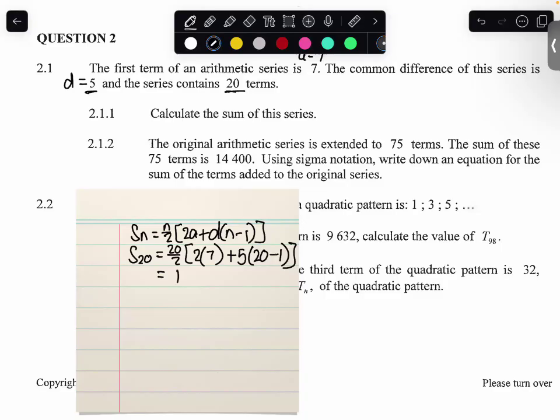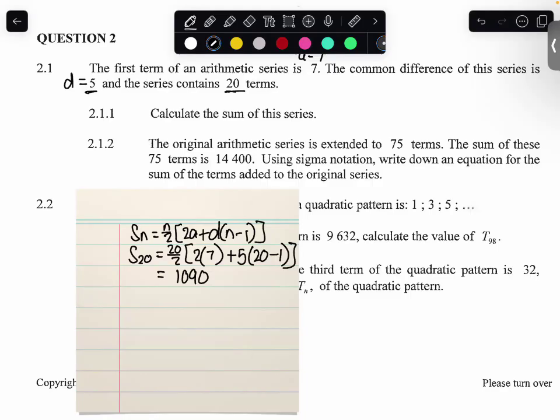The answer here ends up being 1090, which means that the sum of the first 20 terms of the series is 1090. Then we have 2.1.2 says the original arithmetic series is extended to 75 terms. So from 20 terms, it's extended to 75 terms. The sum of these 75 terms is 14,400.